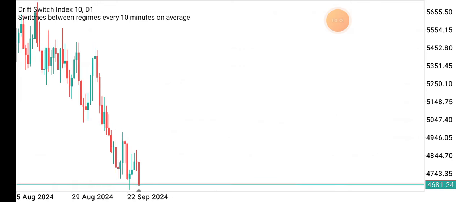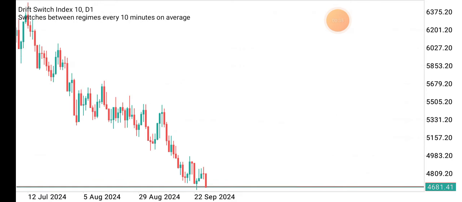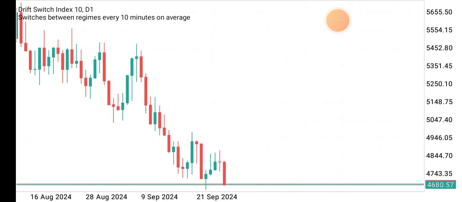All right, so I want to be showing you something. First of all, we're going to be looking at this particular pair here, Drift Switch Index 10, on the daily time frame. This is one of the recent pairs that has been added to the Reef. If you trade on the Reef, you'll see this particular pair and several other pairs that have been added recently. Let me show you something very quick, which I want you to learn, so watch this video to the end so that you can apply it whenever you analyze the chart.